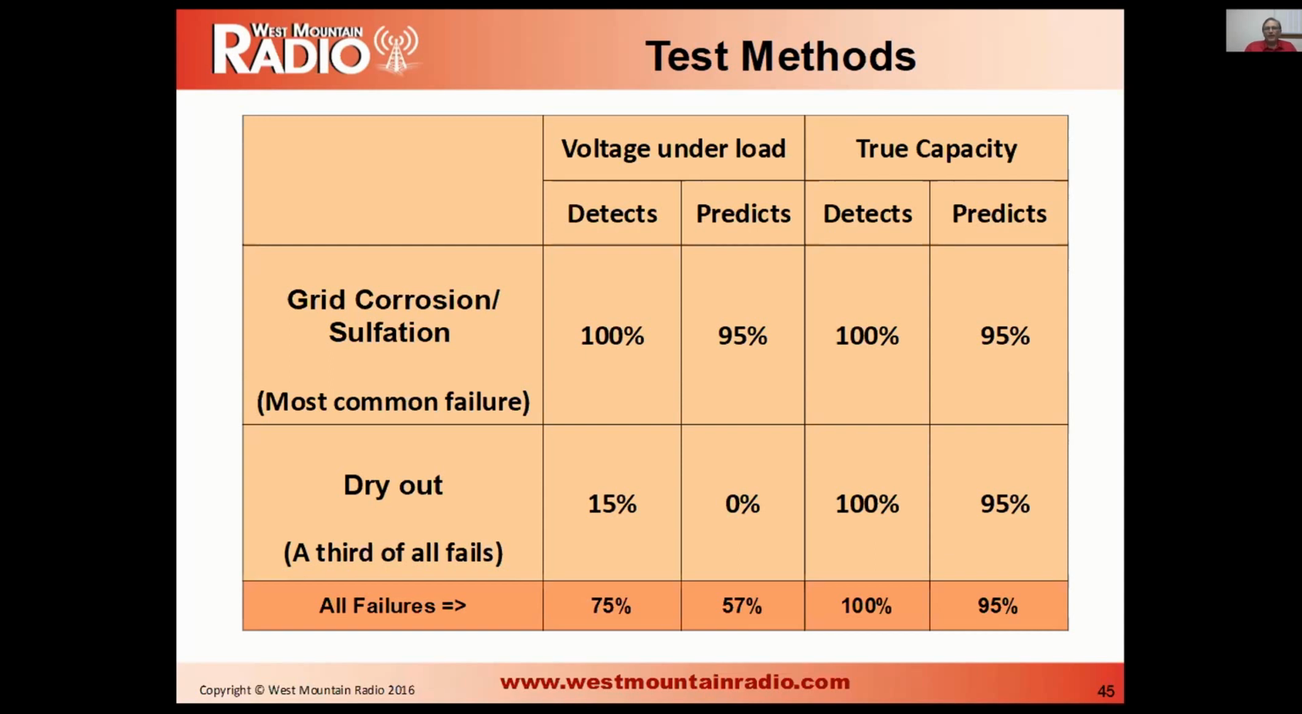at all. The true capacity test, where you actually measure the amount of energy in the battery, detects a bad battery 100% of the time for both types, and it also predicts a failure of a battery about 95% of the time.